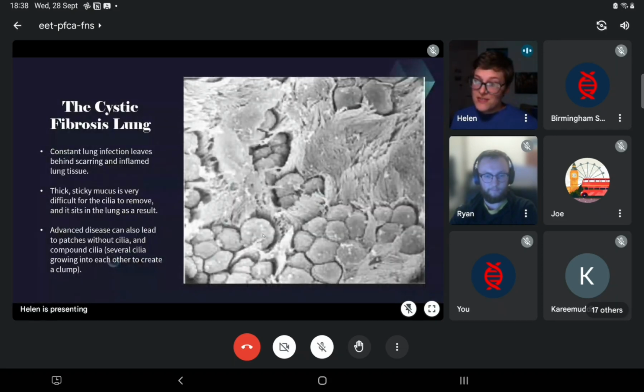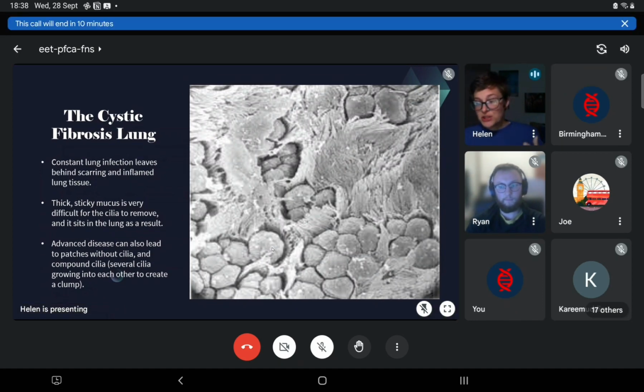So the cystic fibrosis lung, completely different story. Cystic fibrosis patients go through a constant vicious cycle of infection, inflammation, scarring, and then reinfection. And this has a really devastating effect on the lungs. Obviously you can see here we've got these patches where all of the cilia are stuck together because the thick, sticky mucus is really weighing them down, making it difficult for it to be removed. You've got patches where there's no cilia at all.